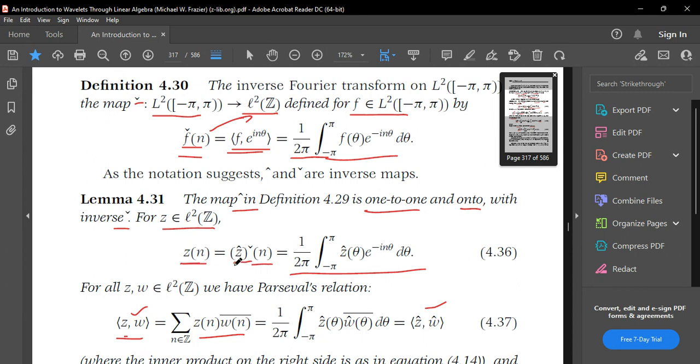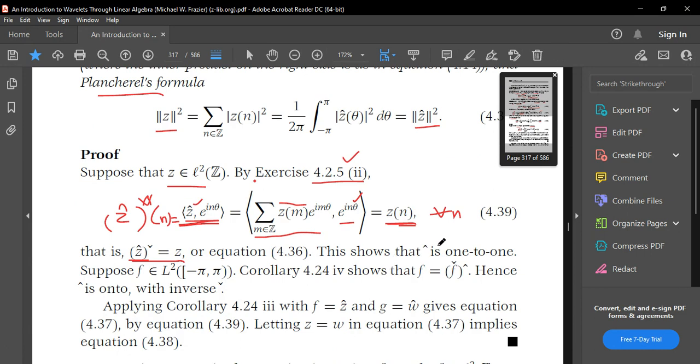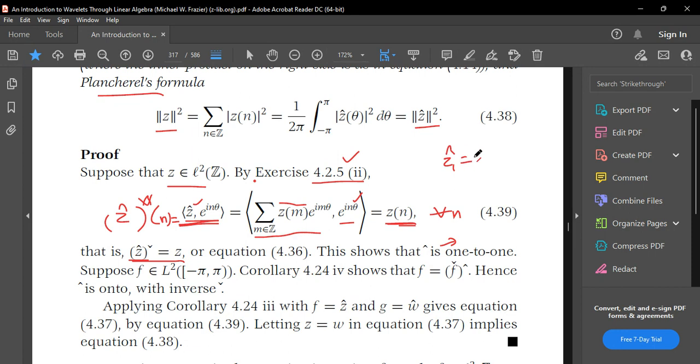z of n is equal to z cap inverse of n, that is defined as 1 by 2 pi, integral from minus pi to pi of z cap of theta e raised to minus i n theta d theta. So this equality is proved. We have also shown that this cap is one to one, because if z1 cap is equal to z2 cap, then taking inverse, z1 cap inverse is equal to z2 cap inverse, and since z cap inverse is z, this implies z1 is equal to z2. So the images are the same, then the inputs are the same, that is, cap is one to one.